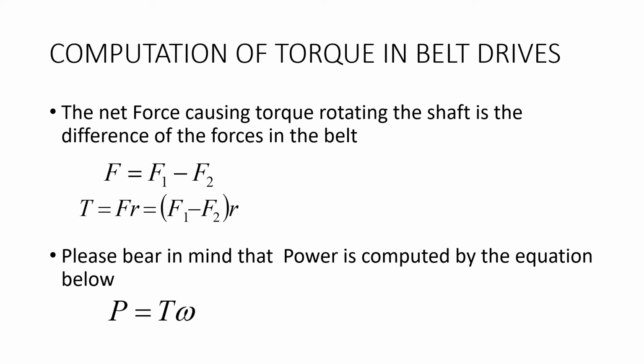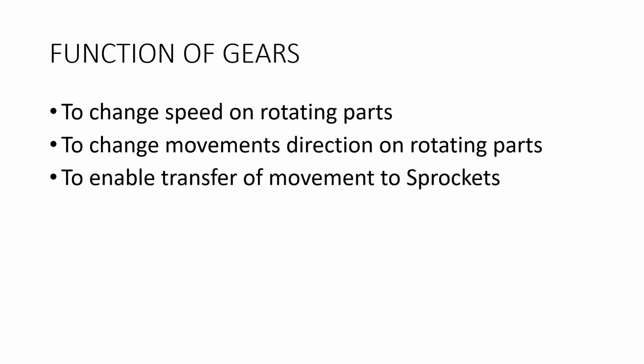So you can see the net force causing rotation on the shaft is the difference of the forces in the belt. You've got force 1 minus force 2. So with this difference, you get the actual force acting on the pulley. Torque is equal to force times the radius, so it is equal to (F1 minus F2) times the radius. And this is called torque, as you remember. Please bear in mind that power is computed by the equation below: power is equal to torque times the angular velocity.